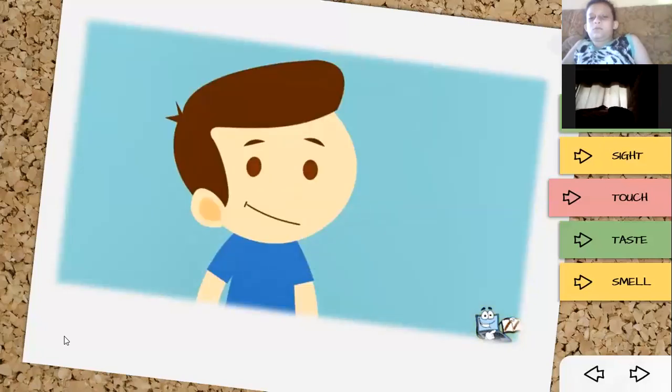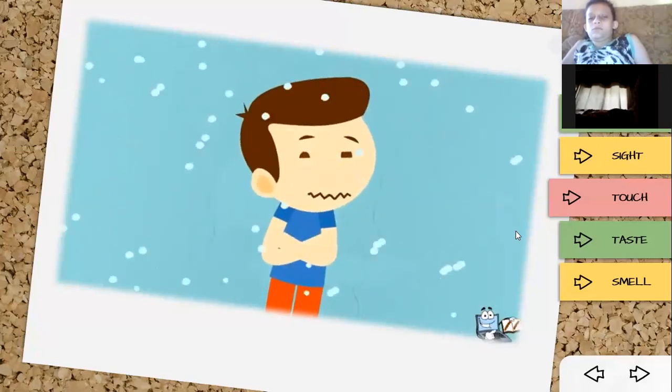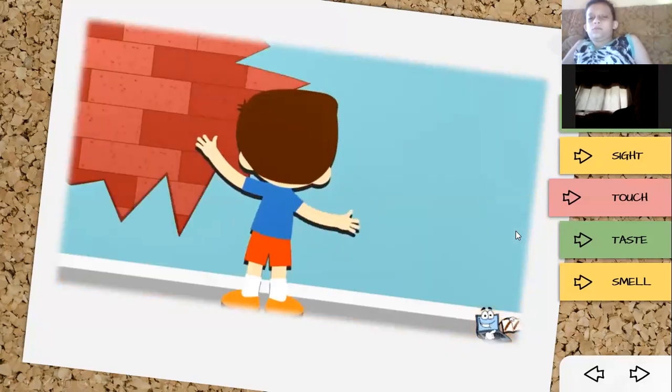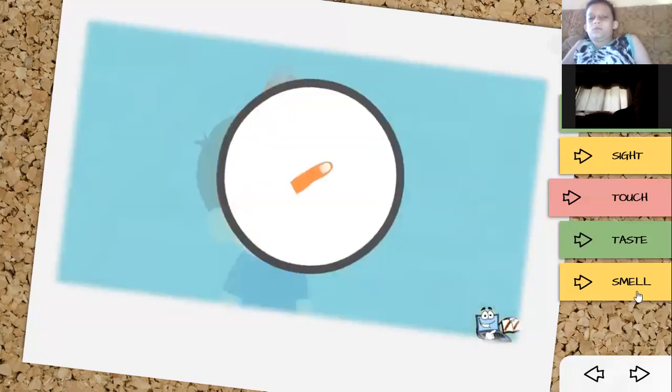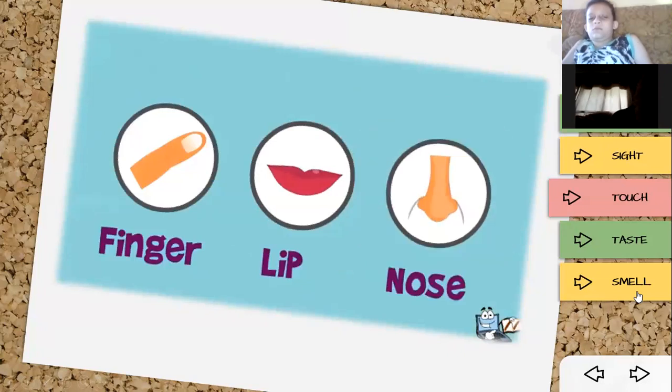Touch is actually not a single sensation. It is a mixture of 4 sensations. The sensation of cold, the sensation of warm, the sensation of pressure that alerts us if the surface is smooth or rough, and the sensation of pain. Parts of our body, like fingers, lips, and nose, have more nerve endings, so they are more sensitive.